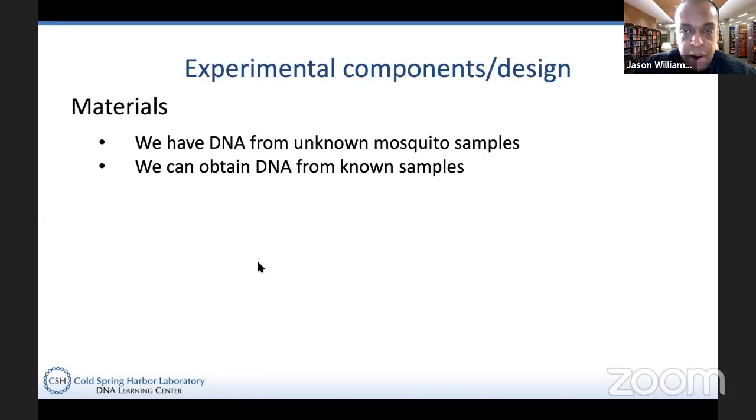And in fact, with the barcoding programs we do at the DNA Learning Center, you can go ahead and do that experiment. It takes about an hour or so to get the DNA, and then you send it off for sequencing, with about a day turnaround. The second one we're going to talk about is we have DNA from known samples. So those are our materials.